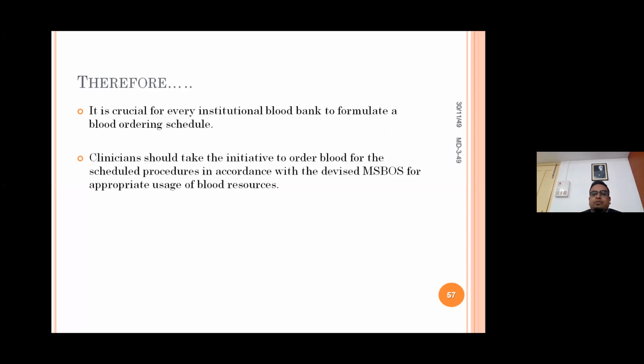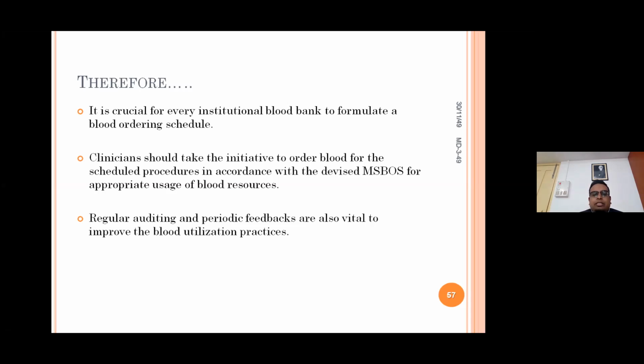Clinicians should take initiative to order blood for the scheduled procedures in accordance with the devised MS-BOSS for the appropriate usage of blood resources. It should not be so that the MS-BOSS has been prepared and kept in some cupboard, and nobody looks into it for ordering blood. So that should not be the case. There has to be initiative from both the clinicians and the transfusion medicine physicians to work in accordance with that MS-BOSS. Regular auditing and periodic feedbacks are also vital to improve the blood utilization practices.